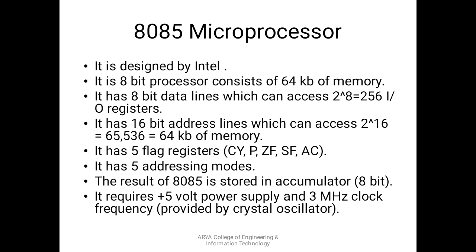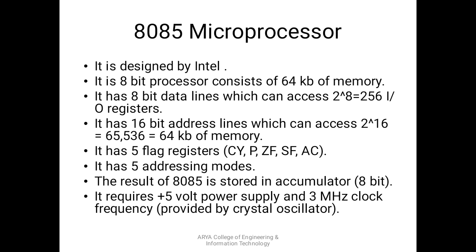Our next topic is the 8085 microprocessor. It is designed by Intel. It has 64 KB of memory. It has 8 data lines and 16 address lines. 8 data lines means that it can access 2 to the power 8, which equals 256 input output registers, whereas the 16-bit address line means it can access 64 KB of memory.